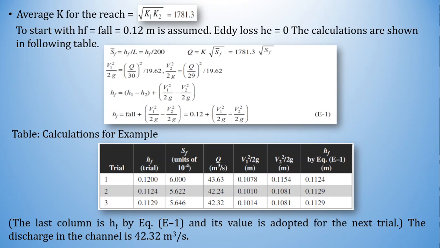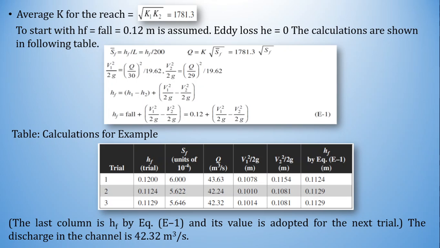Therefore, HF is equal to H1 minus H2 plus bracket V1 square by 2G minus V2 square by 2G. HF is equal to fall plus V1 square upon 2G minus V2 square by 2G, that means the head loss is 0.12 plus V1 square upon 2G minus V2 square upon 2G. So this is the estimation of head loss due to friction.